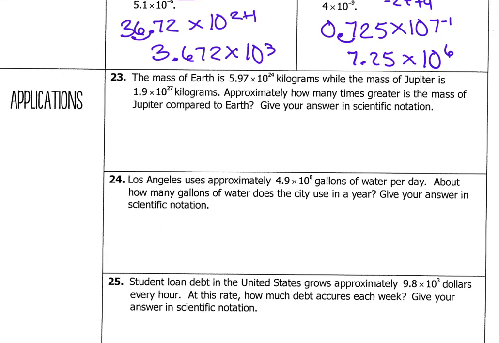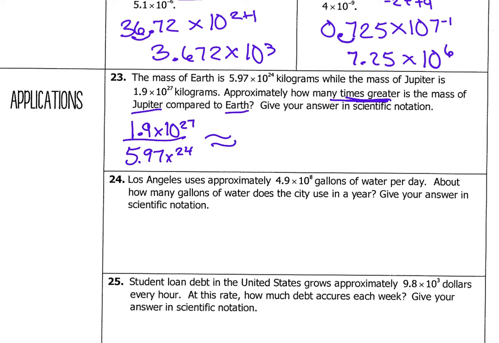Word problems. The mass of Earth is 5.97 times 10 to the 24th kilograms, while the mass of Jupiter is 1.9 times 10 to the 27 kilograms. Approximately how many times greater is Jupiter than Earth? So we have to divide those, right? 1.9 times 10 to the 27th divided by 5.97 times 10 to the 24th. Division will tell us how many times greater something is. So go ahead and divide those.